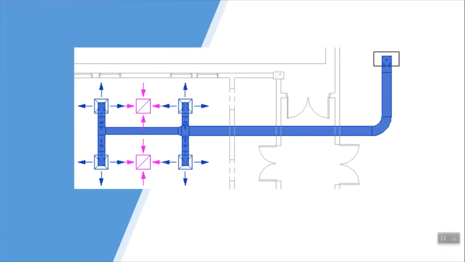Okay, so this is the sample layout of supply diffuser. This is your AHU and this is your duct routing, that is a rectangular duct routing, and this is your supply diffuser. It is indicated in color blue, and magenta indicates supply.